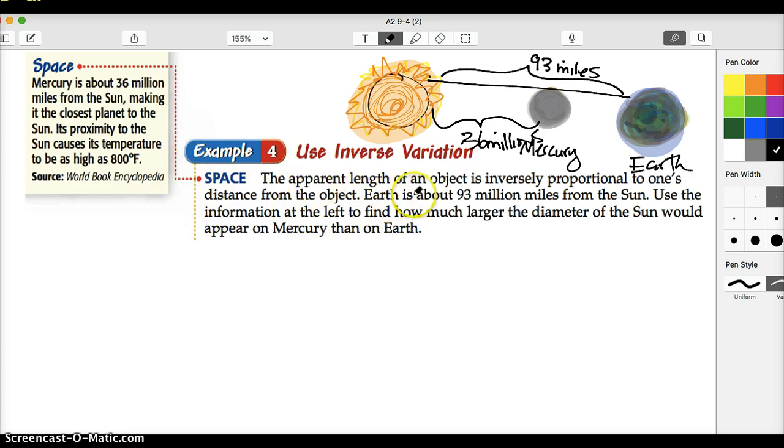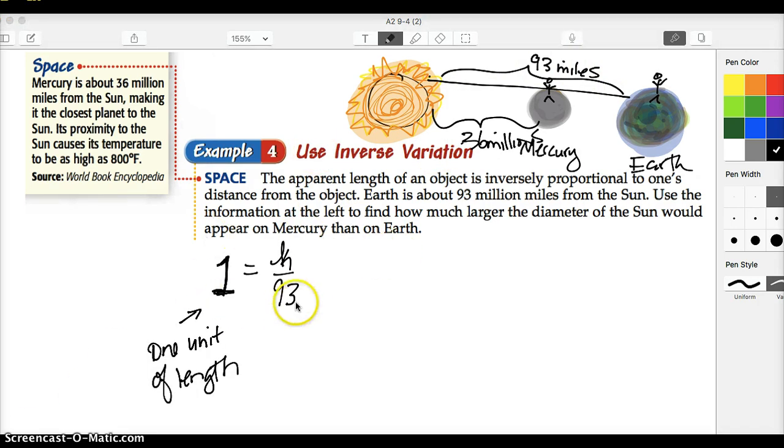So what we have is an inverse proportionality. Nobody can stand on Mercury, it's too hot, but a person standing on Mercury would see the sun as really huge even though the distance is small, whereas a person standing on Earth would see it as smaller because the distance is greater, right? So that's where the inverse relationship comes from. So let's write that down mathematically.